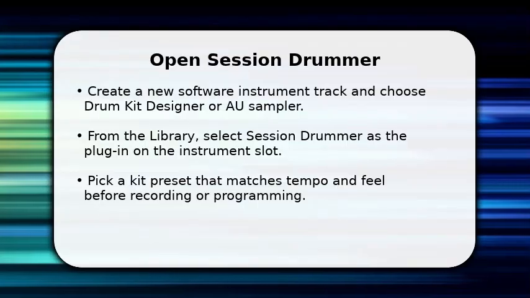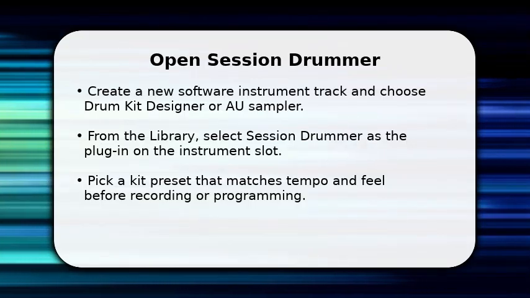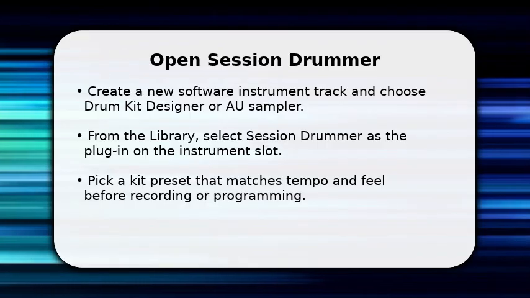You start by inserting Session Drummer on a software instrument track. Open the instrument slot and pick Session Drummer from the instrument menu. This ensures you have the correct engine loaded. Once done, choose a kit preset that fits your song's tempo and groove so patterns sound cohesive.